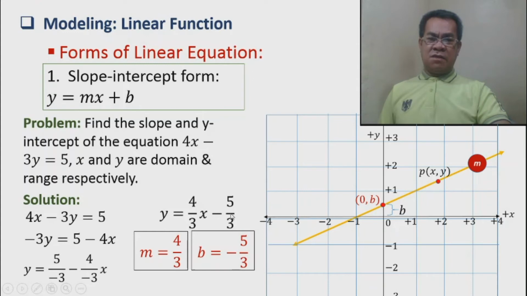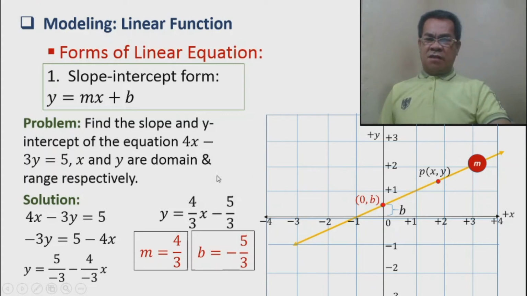If you answer positive 5 over 3, then you are wrong, because it's negative, remember. So you have to consider whatever sign. If this is positive, then it is a positive 5 over 3. And these are the answers to the question. So we can easily answer this one, provided we have this number 1 form of linear equation, which is the slope-intercept form. Okay.